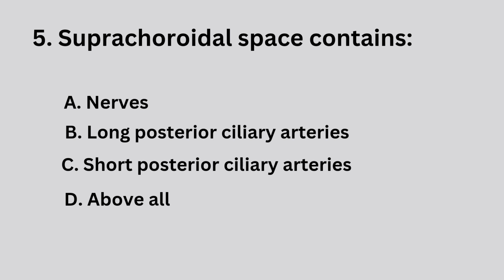Next question. Suprachoroidal space contains option A, nerves, option B, long posterior ciliary arteries, option C, short posterior ciliary arteries, and option D, above all. And the correct answer is option D, above all.